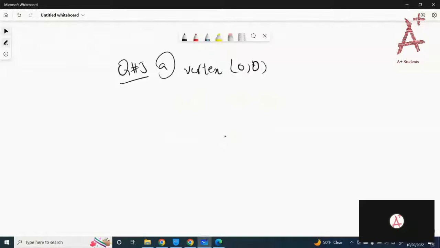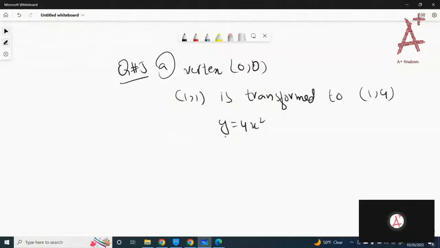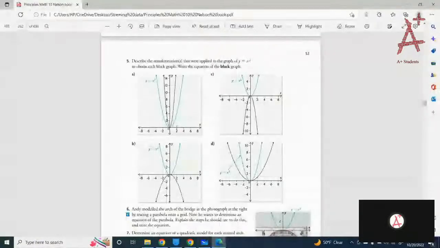You have to look for the points. So the point 1, 1 is transformed to 1, 4. That means the graph is stretched by a factor of 4. So the equation is y equals 4x squared. Got it? You have to look at the points and then see by what factor the graph is stretched. Got it? You can do B, C, D the same way.